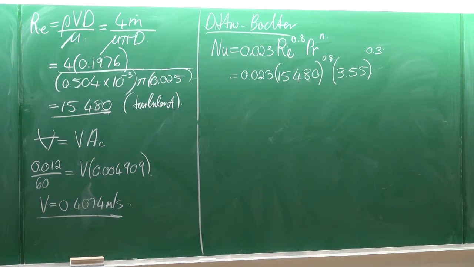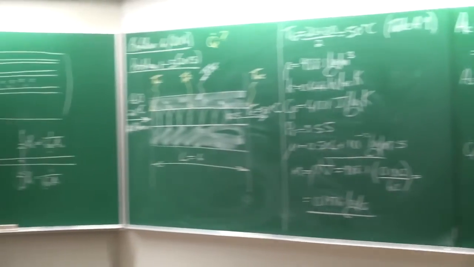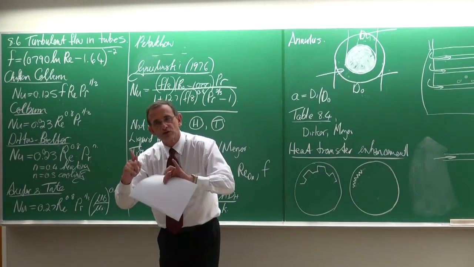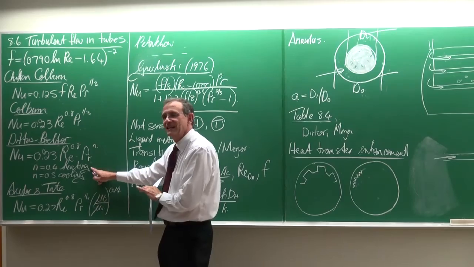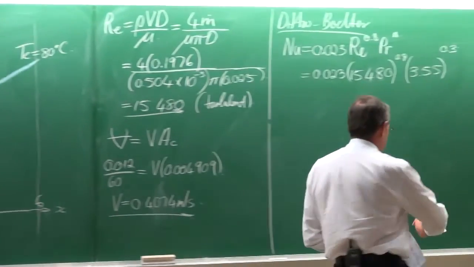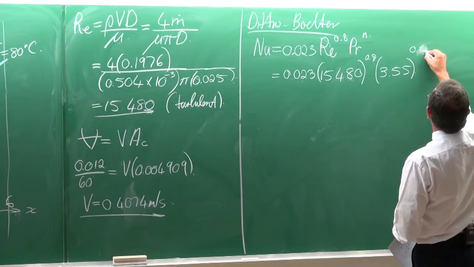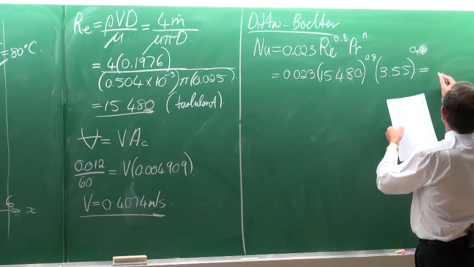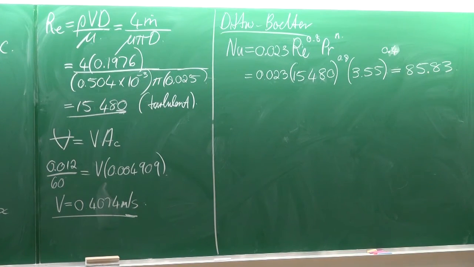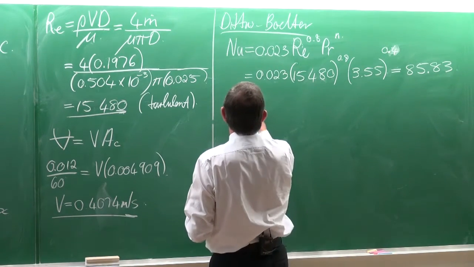Is that right? Good. Okay, so if we come back to the equation, in this case we're talking of the fluid for which we want to get the heat transfer coefficient. In this case, the fluid is being heated. So we need to use n equal to 0.4 and not 0.3. Let's correct that, 0.4. And then the result is a Nusselt number of 85.83.